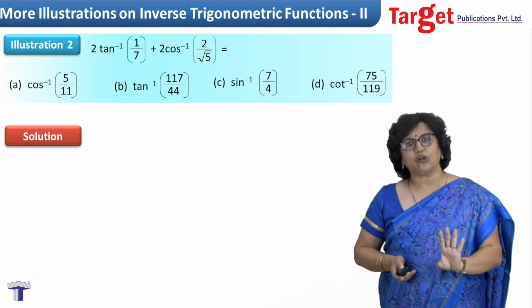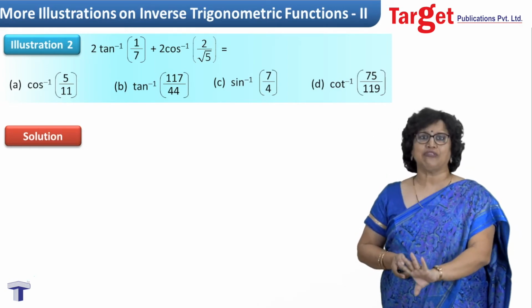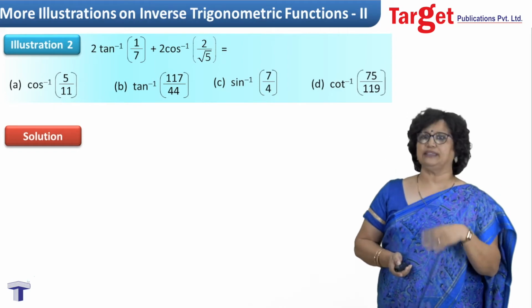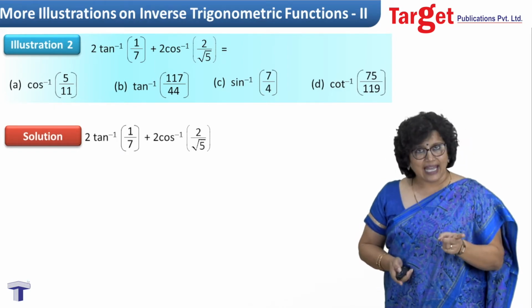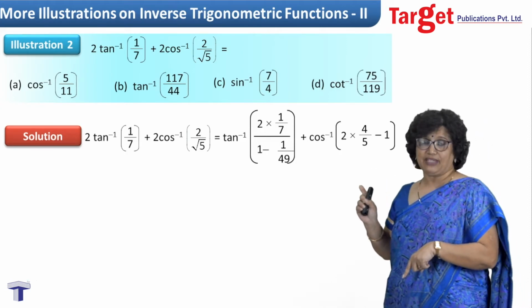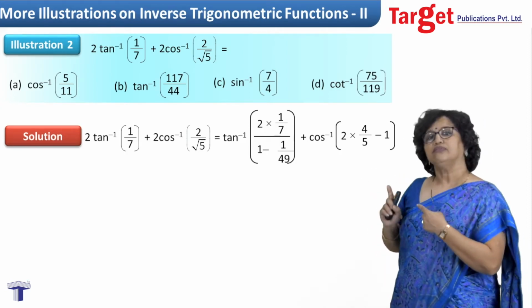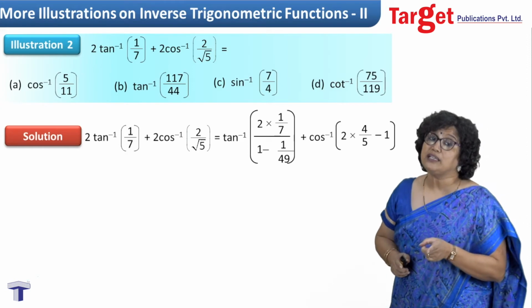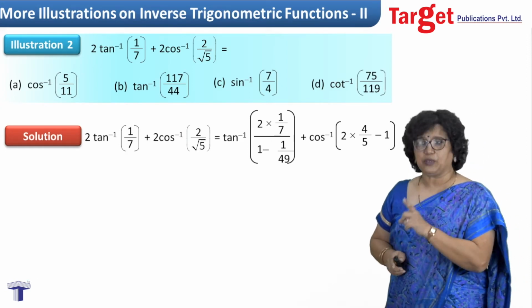And I will be applying the formula of tan inverse x plus tan inverse y, replacing y by x. And from there, I will start writing. I write it as tan inverse of 2 into 1 by 7 upon 1 minus 1 upon 49. 1 upon 49 is due to 1 upon 7 into 1 upon 7.